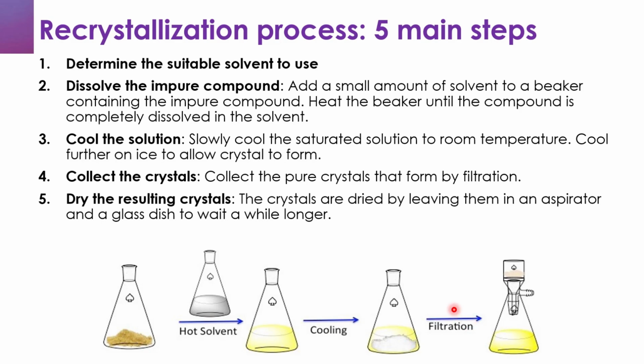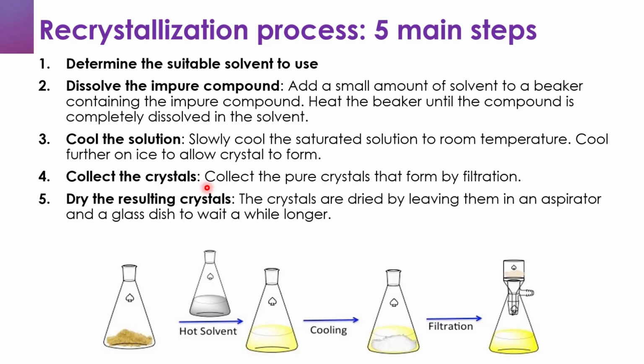Now, if you want to dissolve the impure compound in the suitable solvent, we add a small amount of solvent to a beaker containing the impure compound. As you can see over here, this is our impure compound and this is the suitable solvent, so we add it to it. After that, we heat the beaker until the compound, which is our impure compound, is completely dissolved in the solvent, as seen over here.